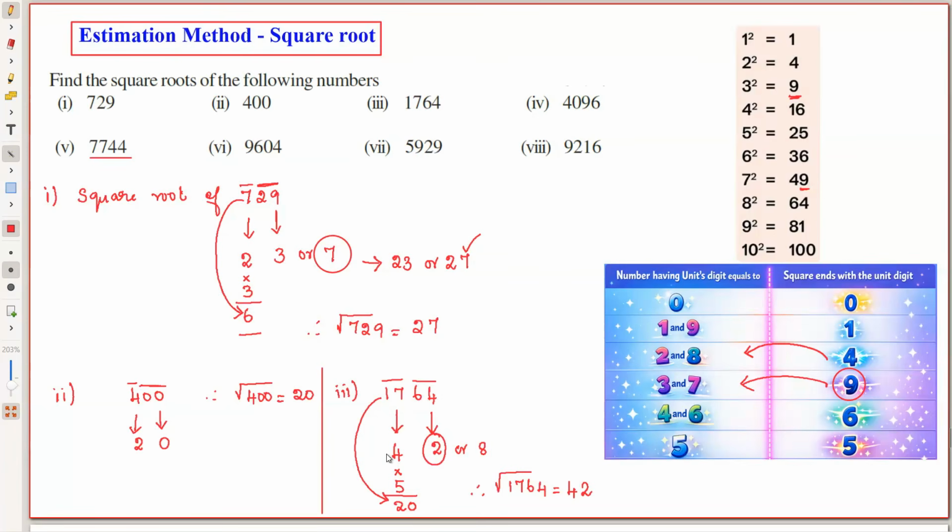Now multiply with the next number. Okay, 4 means you have to multiply with 5. 4 5s are 20. You compare this 20 with 17. 17 is less than 20. So therefore you have to choose the smallest number.